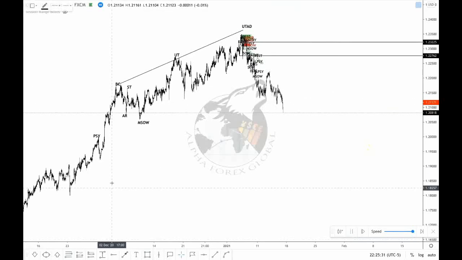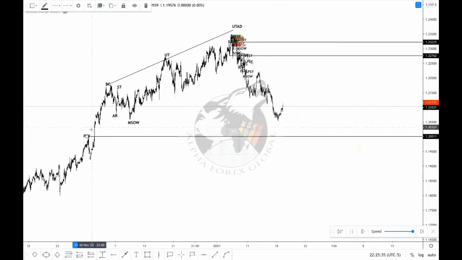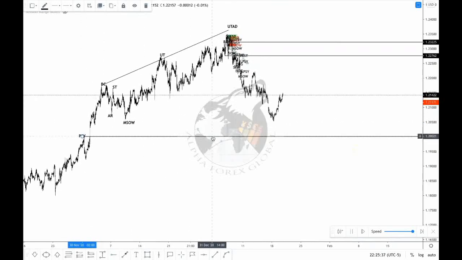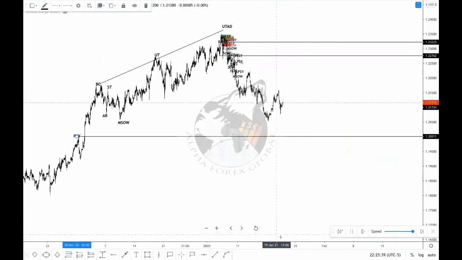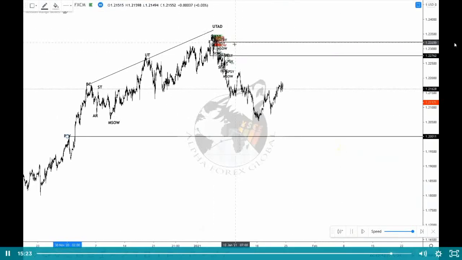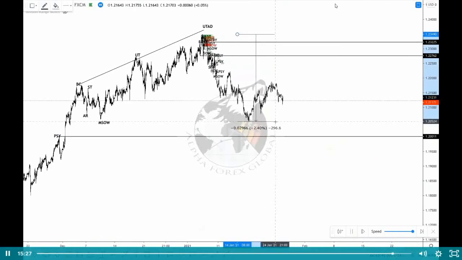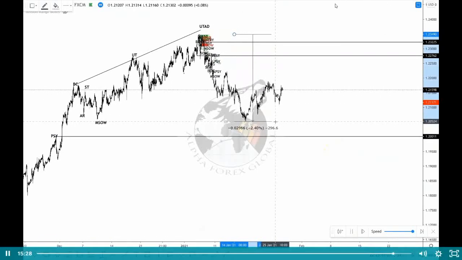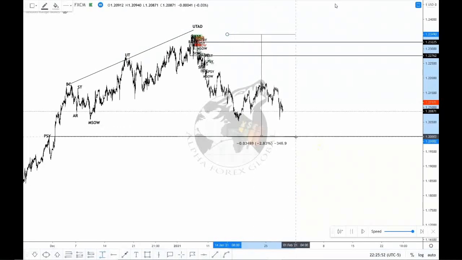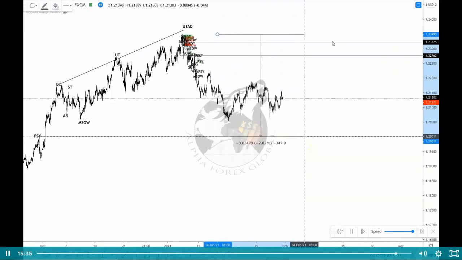Could probably be looking for somewhere around here where I see like an inefficiency right here. Somewhere around that region. This is what? 297 pips. Market retracing correctively. 342 pips.